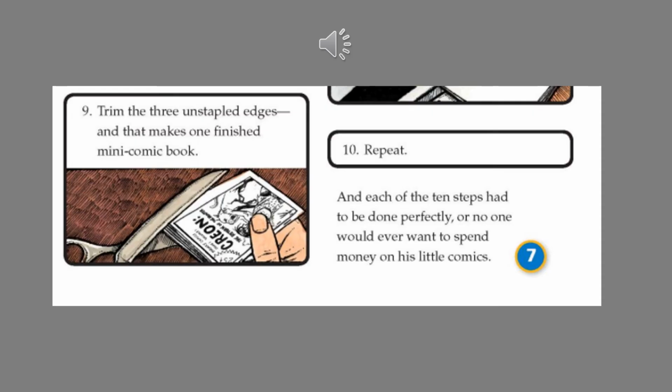9. Trim the 3 unstapled edges and that makes one finished mini comic book. 10. Repeat. And each of the 10 steps had to be done perfectly or no one would ever want to spend money on his little comics.